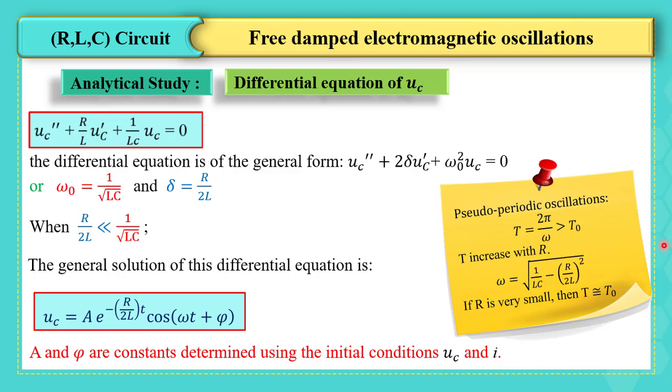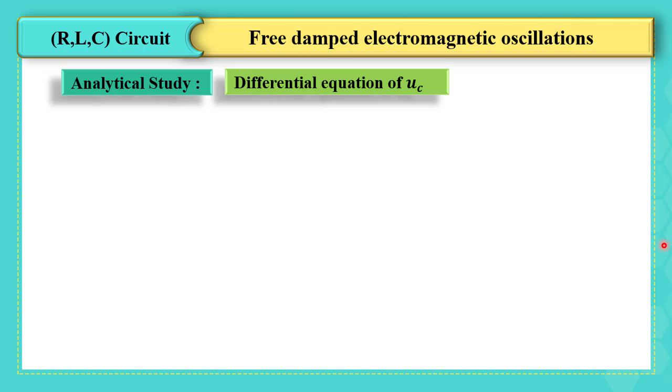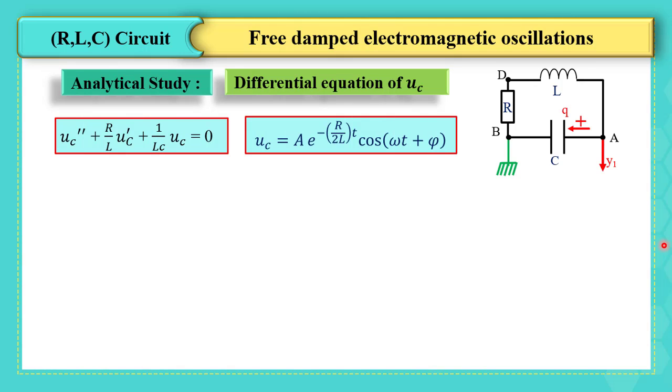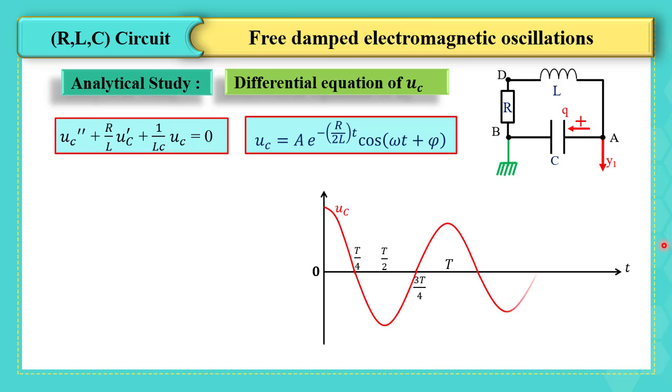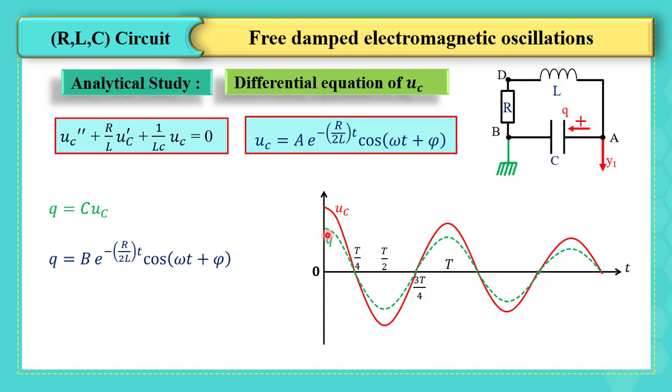Now, after defining the solution, we can make a graphical study for U, Q, and I. It's clear from the solution that the amplitude is an exponential function. Representing it, we can find that it decreases with time. Besides, it starts from maximum since it was initially charged. What about the variation of Q as a function of time? Q equals C UC, where C is a positive constant, then Q and UC are always of the same variation, but they differ in amplitude.